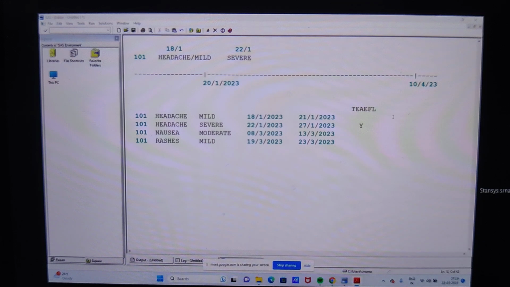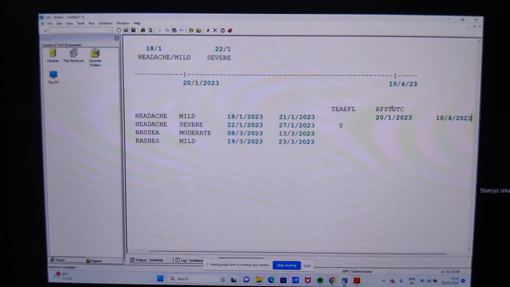By the way, the most important thing I want to tell you, we should have a variable called treatment start date, which is RFXSTDTC, and RFXSTDTC is always going to be 20th of January 2023, and then RFXENDTC, which is 10th of April 2023. If ASTDTC is greater than RFXSTDTC, then it is a treatment emergent adverse event. Then all these are treatment emergent adverse events, these are the observations.